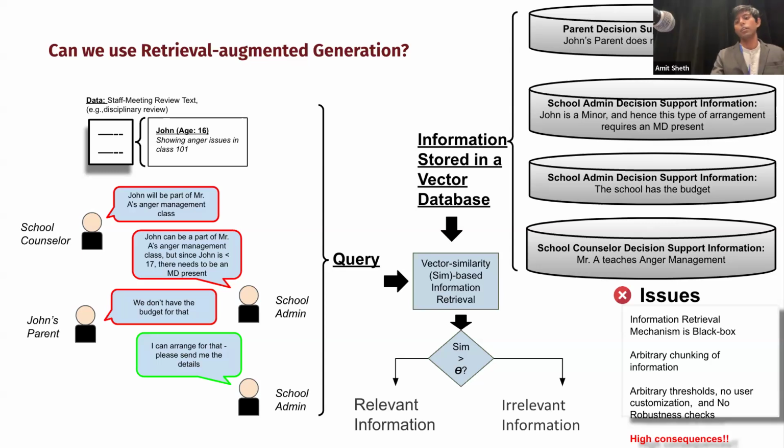So that's a very colloquial way of saying it. But more specifically, arbitrary chunking is an issue with RAG. And then also when you're talking about similarity across what contextual aspect, right? That's a really ill-defined notion. So then that leaves you with arbitrary thresholds. If something is greater than 0.5, let's pick it, things like that, right? And there's no customization to the user roles that we talked about. And lastly, and most importantly, there's no robustness checks.